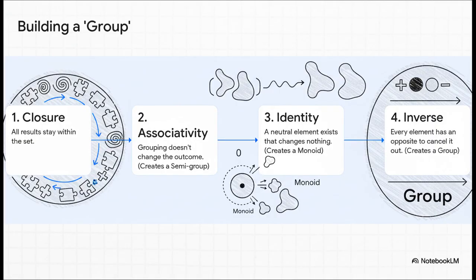And we can actually build these systems step by step by adding rules, creating what mathematicians call a group. Let's just walk through it with something we all know, adding whole numbers. Okay, rule 1, closure.